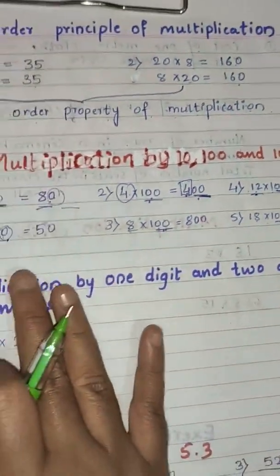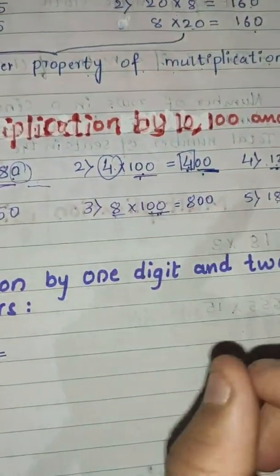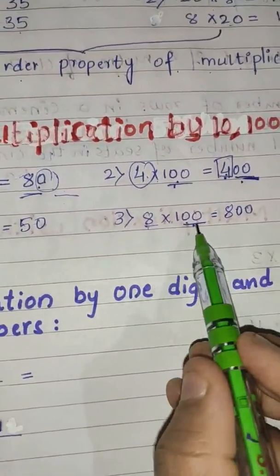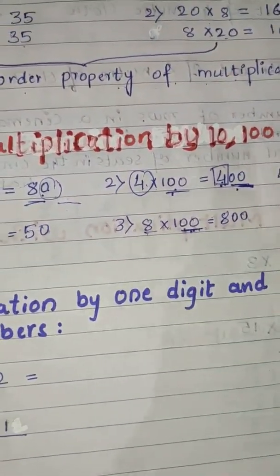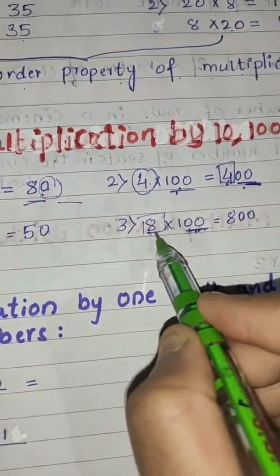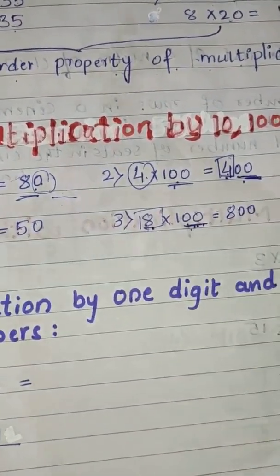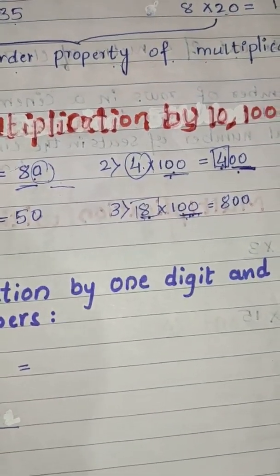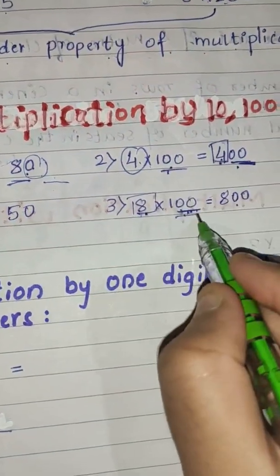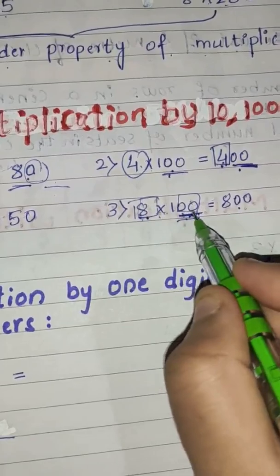So from all these examples we can infer that when a number is multiplied by another number ending with zeros, first find the product of the multiplicand and the non-zero part of the multiplier, and write as many zeros at the end of the product as the multiplier has. So the multiplier is having 2 zeros here. First we have to write the multiplicand, then we have to write the 2 zeros.